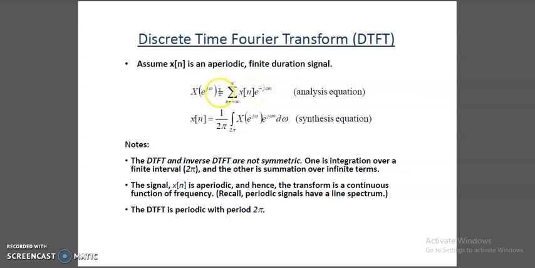So it is clear that x of n is discrete in the time domain. When we compute the DTFT, that is the Fourier transform X of e raised to j omega, it is continuous in the frequency domain. And one more thing, the DTFT is periodic with period 2 pi. The DTFT is periodic with period 2 pi.